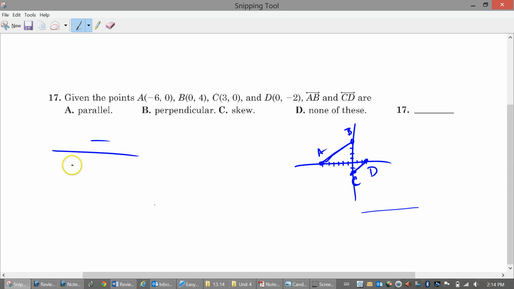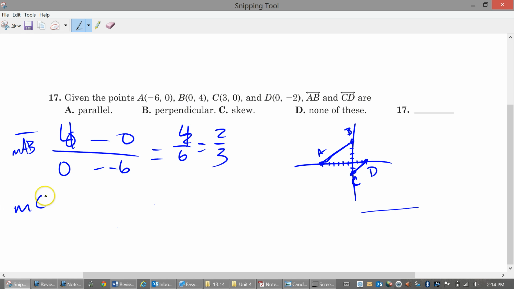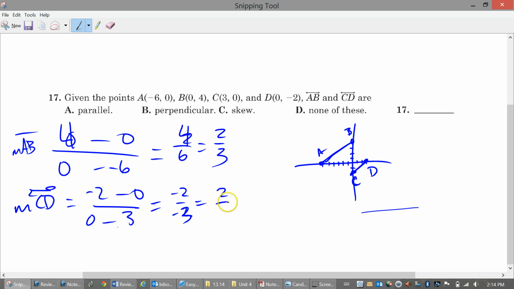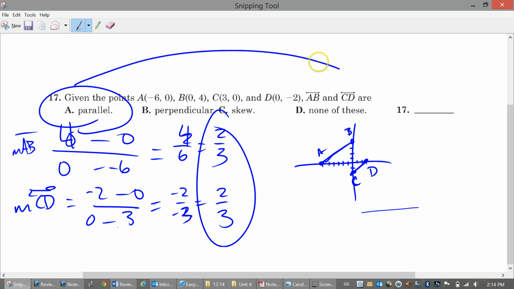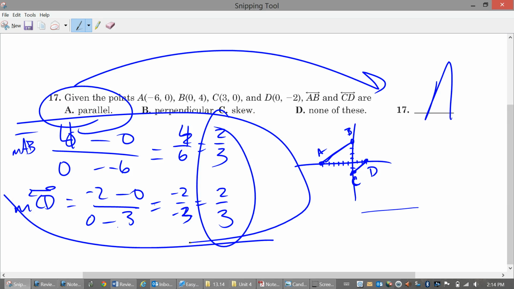So we're going to find the slope of AB, which is 4 minus 0 over 0 minus -6, which is then 4 over 6, which is 2/3. Okay, then you find the slope of CD, which would be -2 minus 0 over 0 minus 3. So it's -2 over -3, which is then 2/3. They're the same slope, so they're parallel. That's the justification for whether they're parallel. Now, in a multiple choice, you could have graphed it and made a good guess, but on a free response, this is what's needed to get credit.